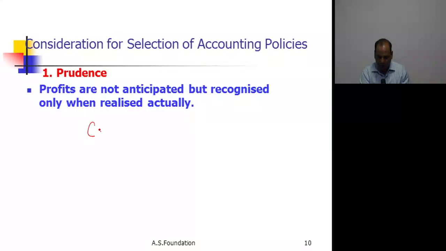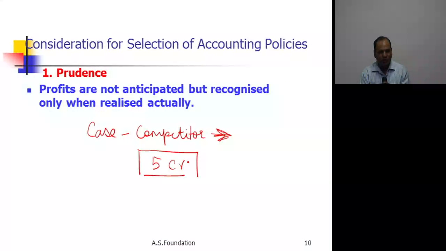Suppose you have filed a case against your competitor. Your competitor has copied your design. Okay, you have designed a mobile phone which has been copied by the competitor. Now you have filed a case. You expect to get rupees 5 crore as damages for the suit filed. Will you recognize income of 5 crore rupees today? No, you will recognize it when it is actually realized. So anticipated gains are not recognized.